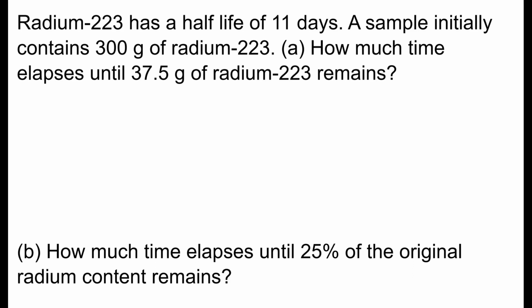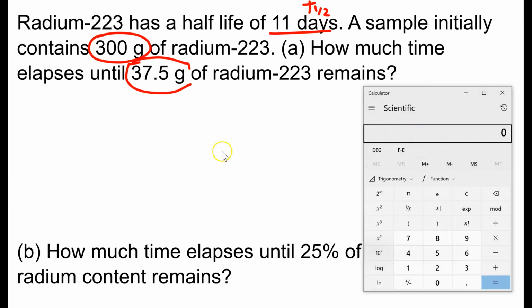Next, radium-223 has a half-life of 11 days. That's T1/2. A sample initially contains 300 grams. How much time elapses until this is the amount that remains? Okay, so how do we do this? Well, it's pretty simple. We start with the 300 grams, and we ask, how many times do we have to cut in half to reach this final value? So 300, let's divide by 2. We do that once and we get 150. If we repeat the process, that's 2 times, we're at 75. After 3 times, we are at 37.5 grams.